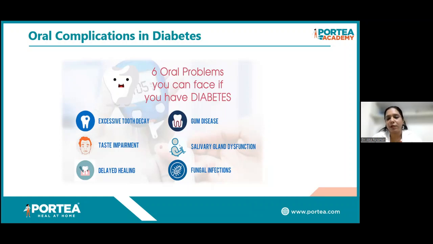That is the fungal infection. So that needs immediate treatment. So you should never hesitate to reach out to your doctor or consider this as a minor problem.